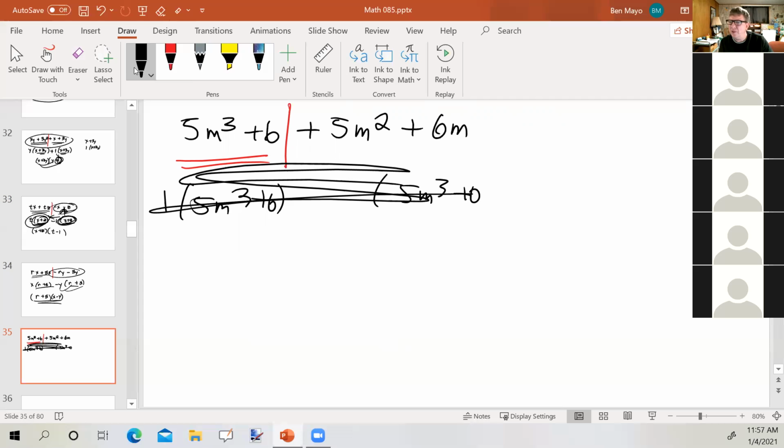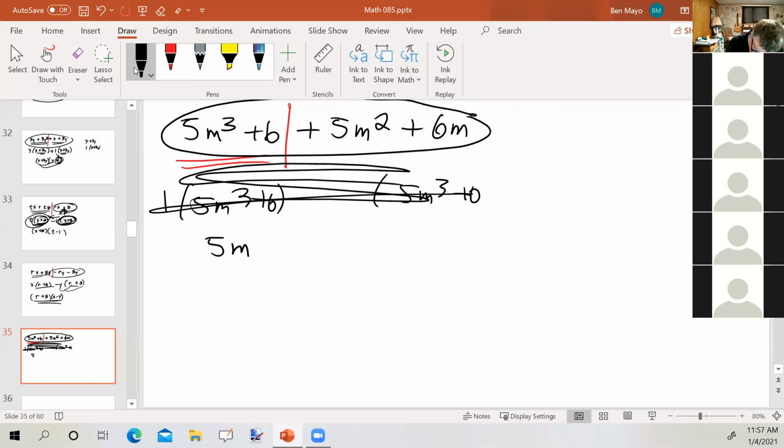So what I'm going to do is take my original polynomial and rewrite it in descending powers of the variable. So 5m cubed plus 5m squared plus 6m plus 6. Any questions about what I just did there? It's also referred to as standard form of a polynomial.